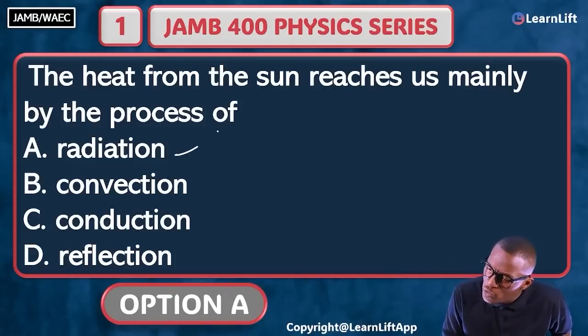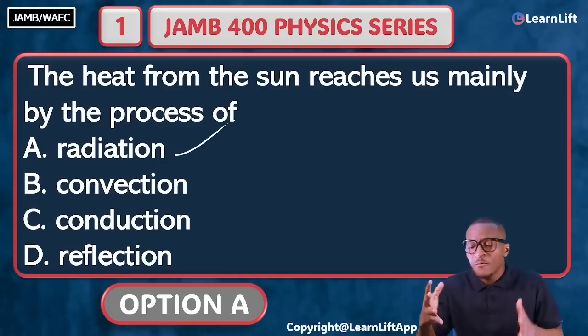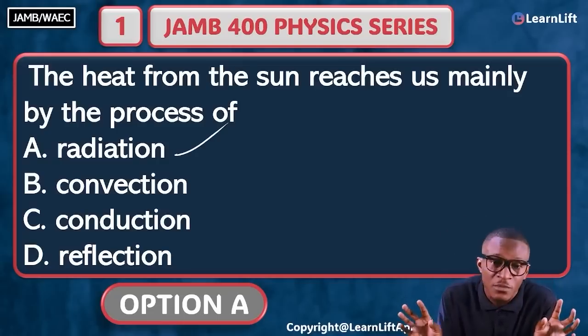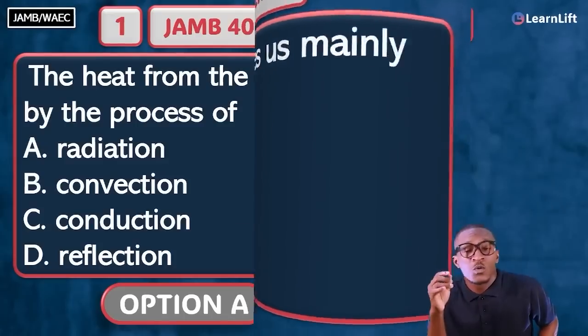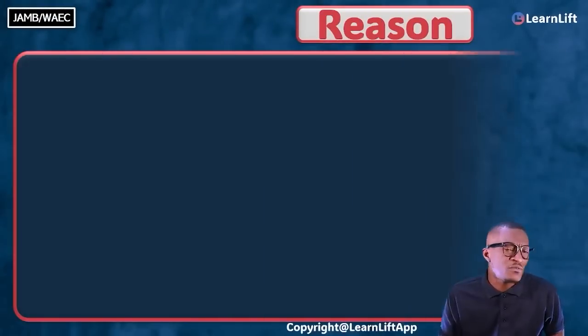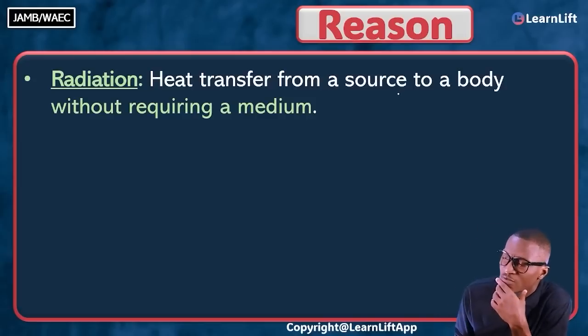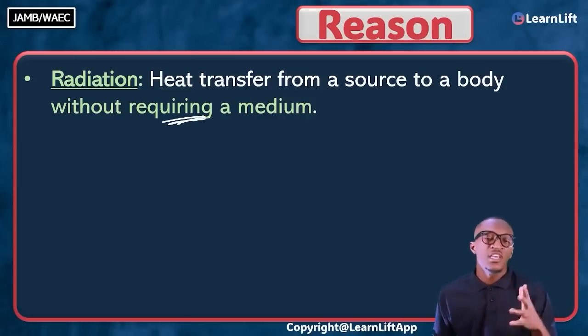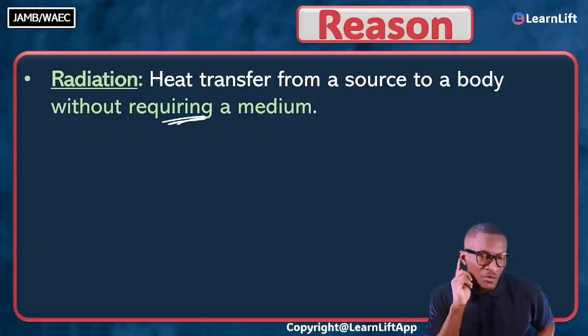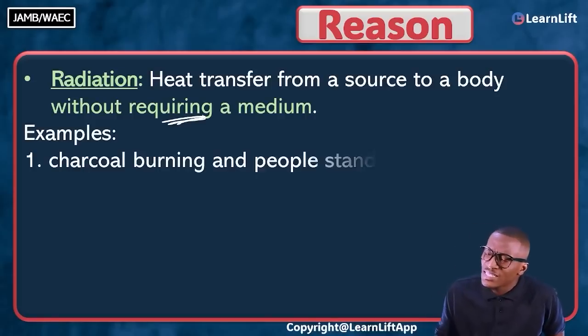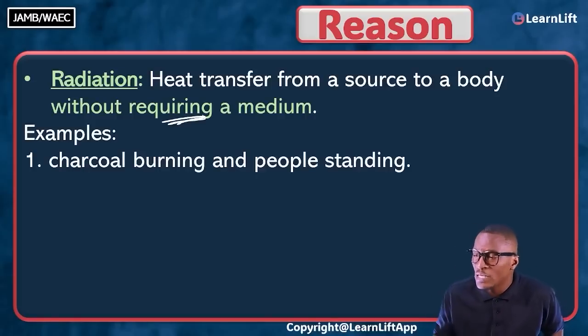Now, what is option A? Radiation. Now, I'm going to be giving you a few simple statements to differentiate between the 3 of them: radiation, convection, and conduction. Now, what's radiation? Very simple. Radiation is heat transfer from a source to a body without requiring any medium. Heat transfer from a source to a body without requiring any medium is called what? Radiation. What are the examples? Take note of charcoal burning and somebody standing there.